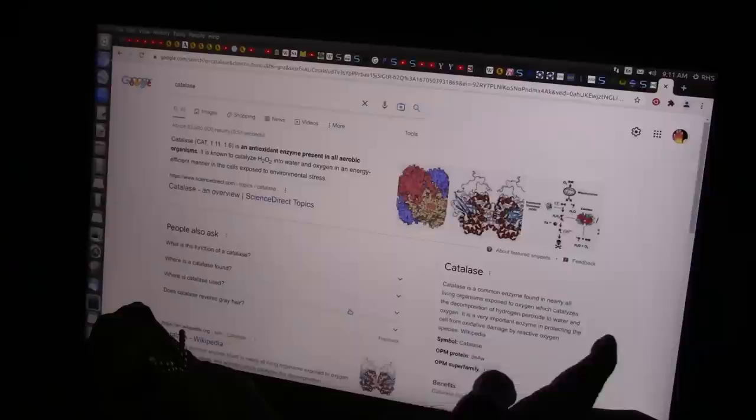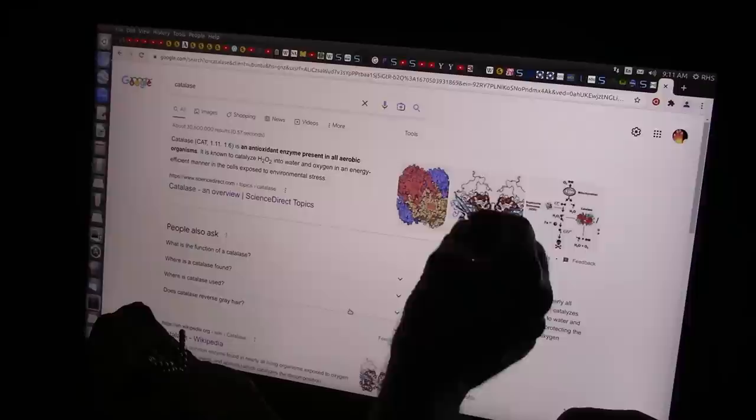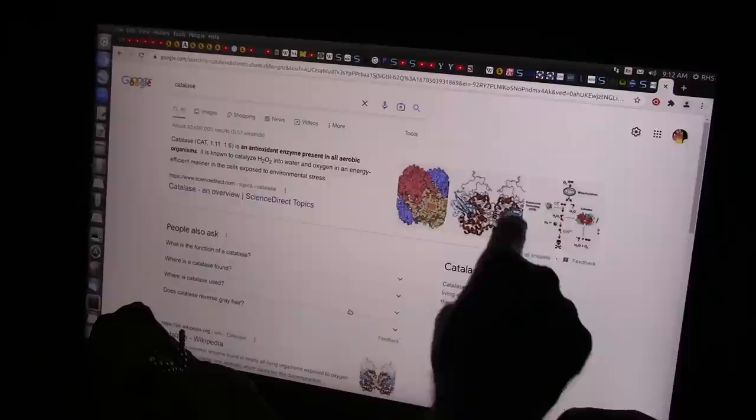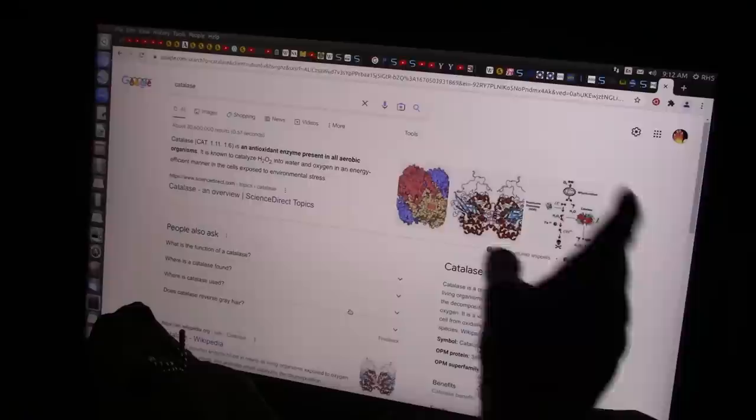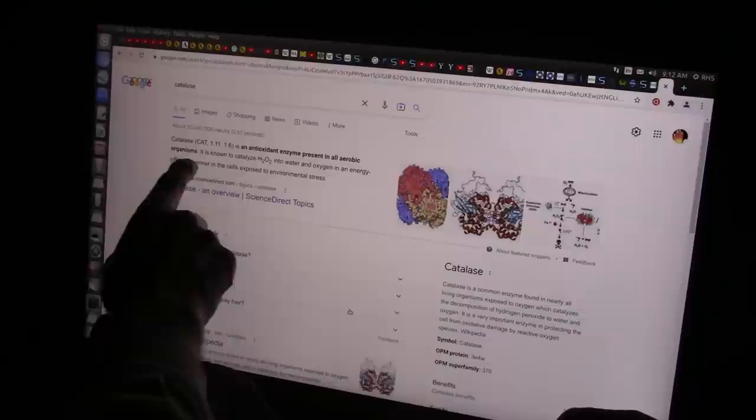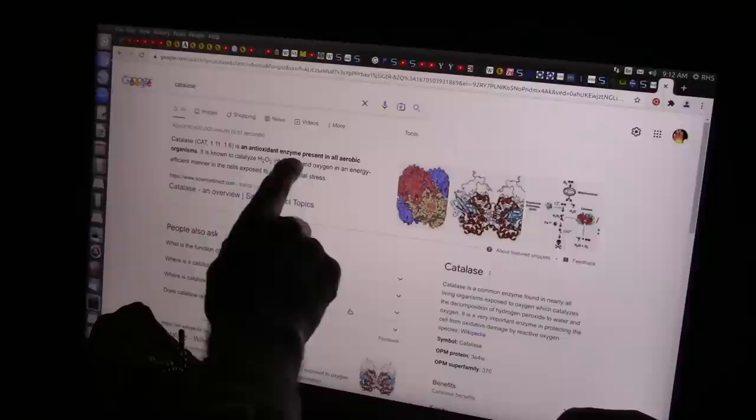If it's not, it doesn't work. What happens to destroy it is if you don't have the bacteria, you can't create the enzyme. Because this is created by a bacteria. A bacteria is a factory that creates different enzymes. They all create a different enzyme, and every enzyme does a different job. Catalase gets rid of oxygen. You see this? Catalase is an antioxidant enzyme. Every enzyme is created from bacteria in your body.